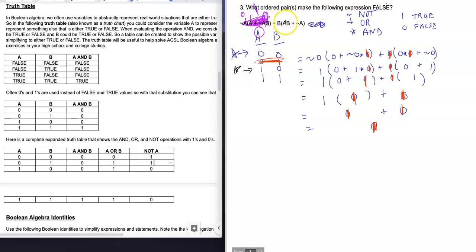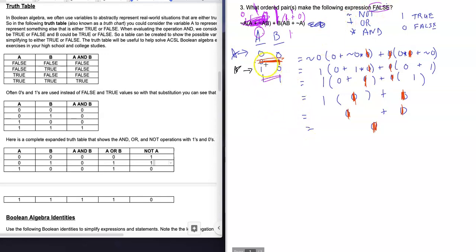Plugging in 1s for the A and B over here. 1 times 1 is 1. The opposite of 1 is 0. And 1 plus 0 is 1. And that 1 times that 1 is 1. Well, that 0 plus that final 1 on the right-hand side is an overall 1, which is not false. So this is not an ordered pair that satisfies the exercise.